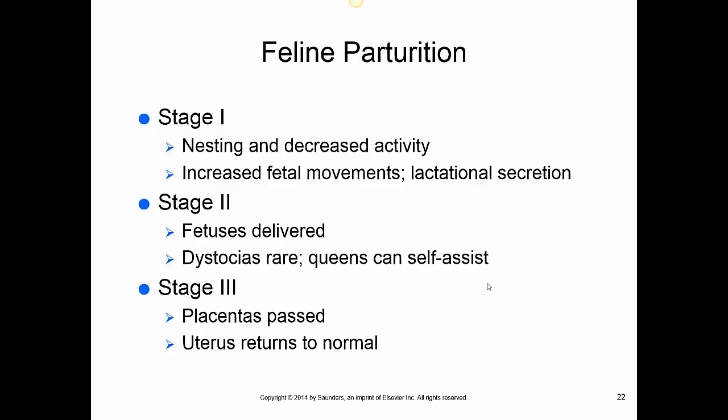In queens, dystocias are actually quite rare. This is because they will sit there and actually assist in their own deliveries. So it's very rare that we have to do C-sections on cats. They usually self-assist. Depending on the litter size, during parturition, stage 2 usually doesn't last more than a couple of hours. And then once again, stage 3, the placenta is going to be fully passed and the uterus is going to return to normal.